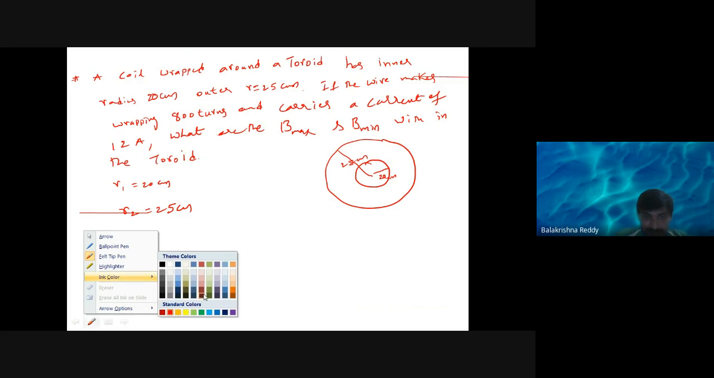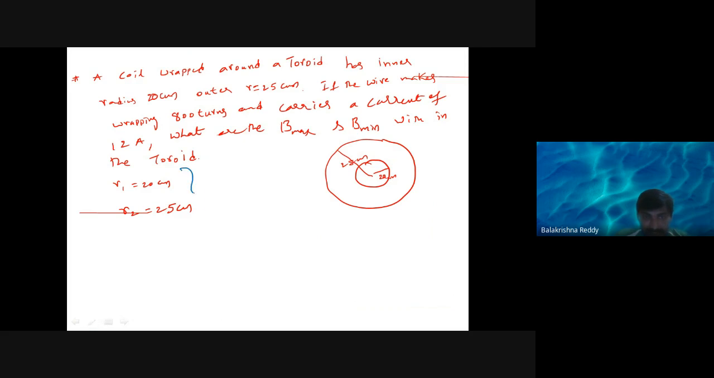So R1 and R2 are given, the number of turns is 800, and the current flowing through it is 12 amperes. The question is: what are B maximum and B minimum? Before that, you should know what the magnetic field is at different places in the toroid. Do you have an idea?